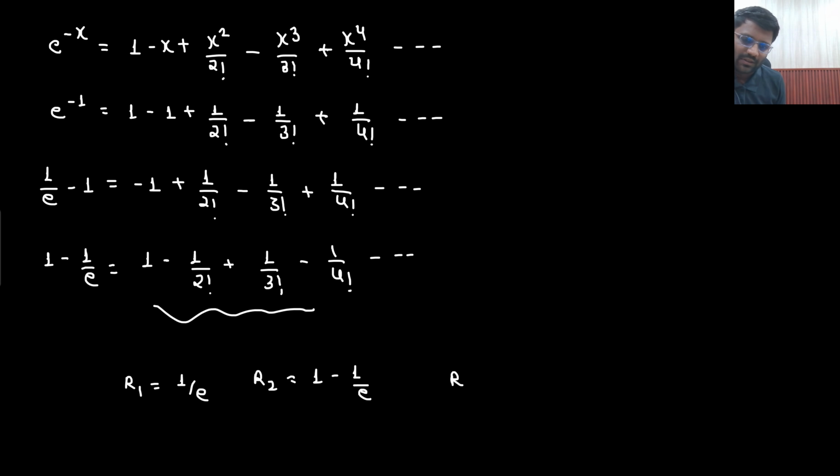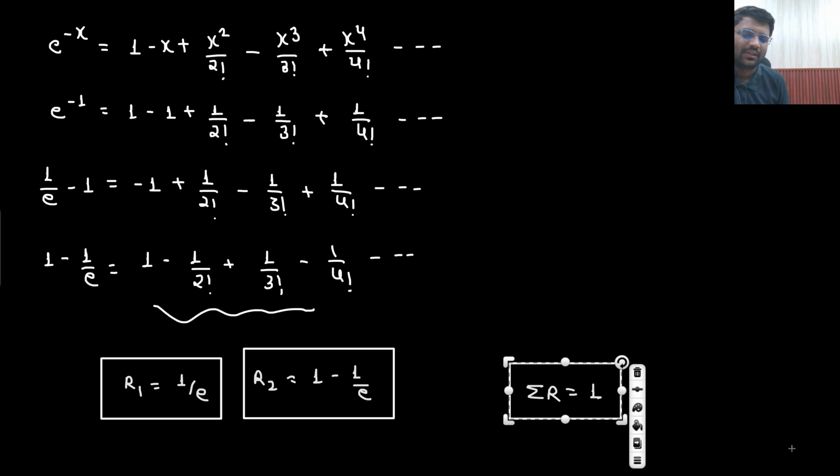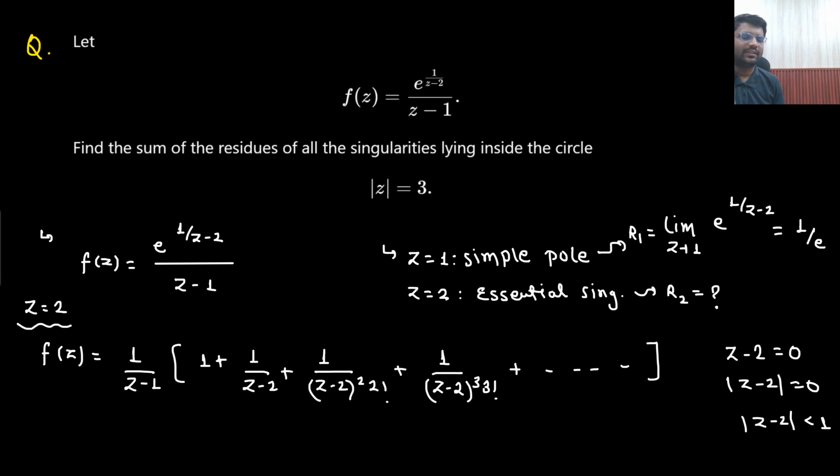So what is your summation? What is your summation R? The summation R is nothing but 1. Understandable? This was your R1, this is your R2, this is your summation R. If you are able to solve this kind of question on your own, then it is pretty good.